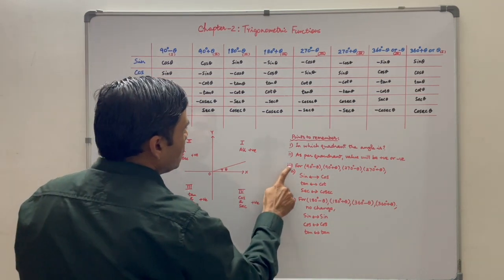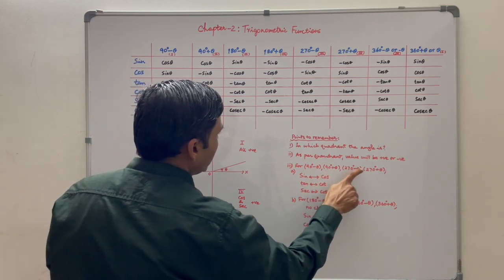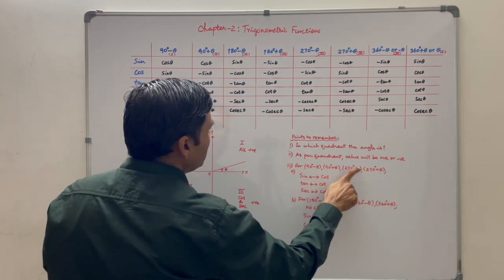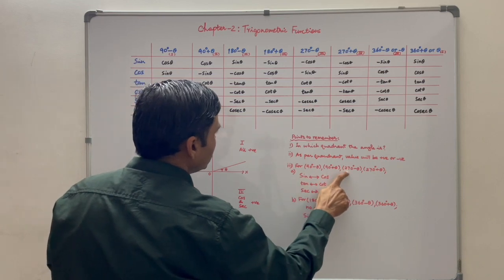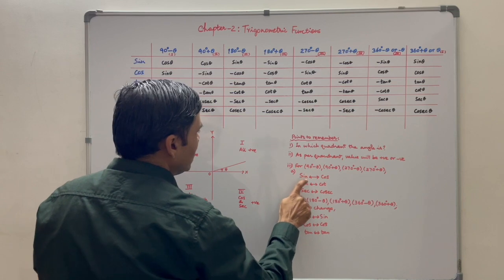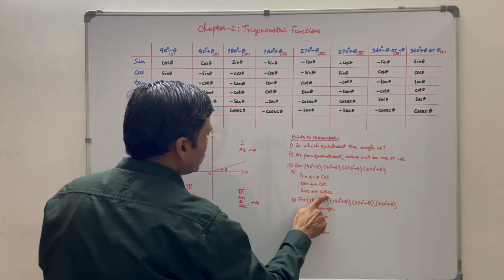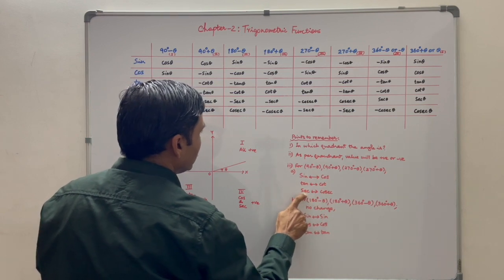Point number 3. For 90 minus theta, 90 plus theta, 270 minus theta, and 270 plus theta, means where 90 and 270 is involved, sine will change to cos, cos will change to sine, tan will change to cot, cot will change to tan, sec will change to cosec, and cosec will change to sec.